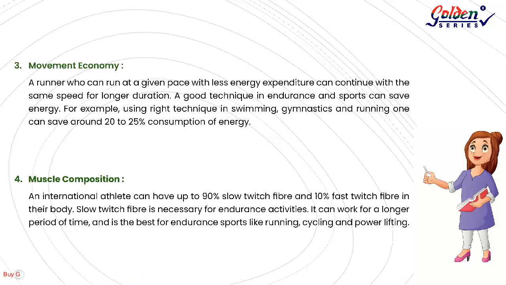Number 4. Muscle composition. An international athlete can have up to 90% slow twitch fiber and 10% fast twitch fiber in their body. Slow twitch fiber is necessary for endurance activities. It can work for a longer period of time and is the best for endurance sports like running, cycling, and powerlifting.